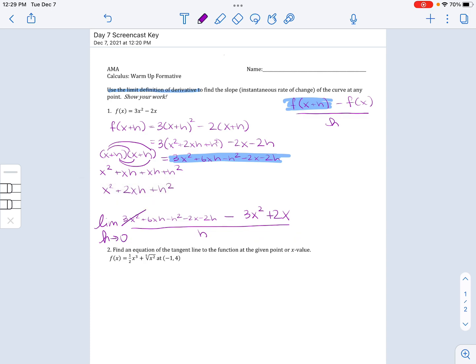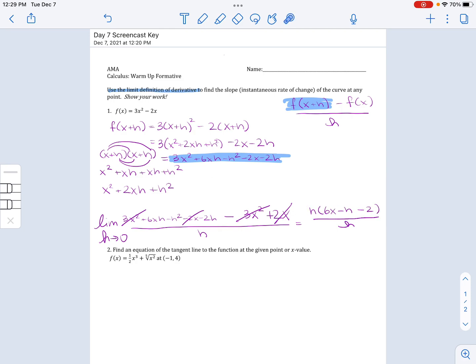So the 3x squareds cancel out. The 2x's cancel out, yay. And I've got 6xh minus h squared minus 2h, all over h. So if I factor that numerator, which basically means make a multiplication problem, if I take h out of the first term, I get 6x, minus h from the second term, minus 2. So those are equivalent. So I'm just going to rewrite this instead.